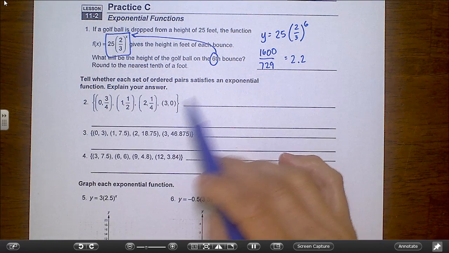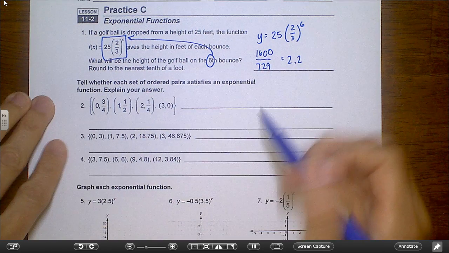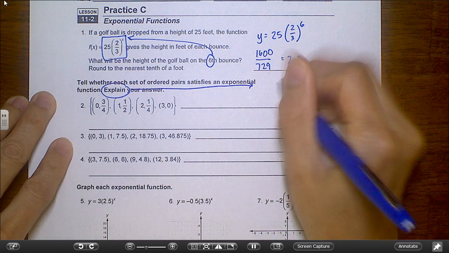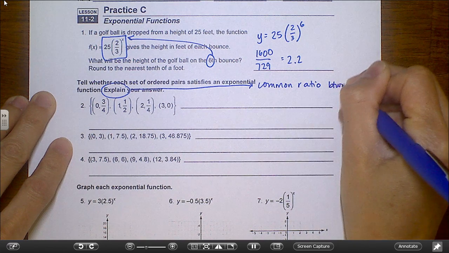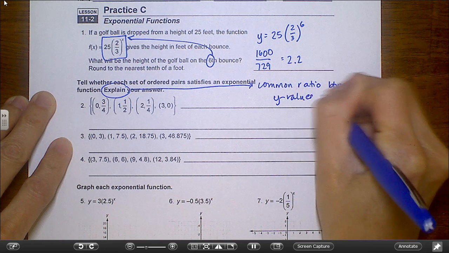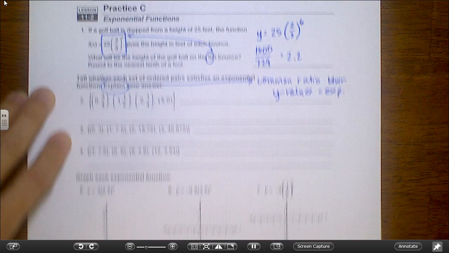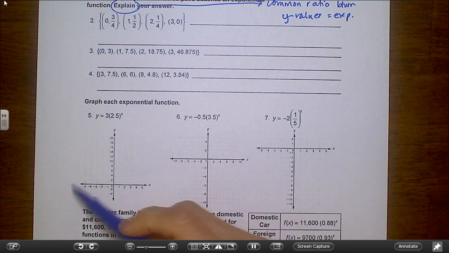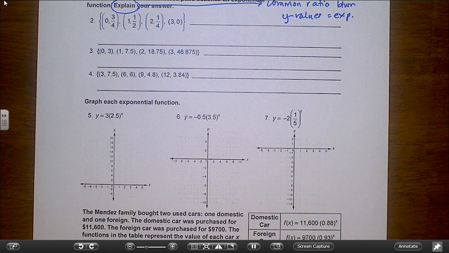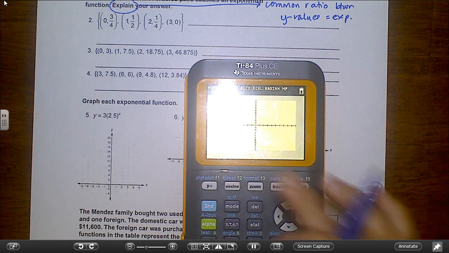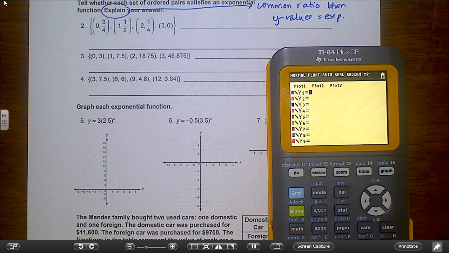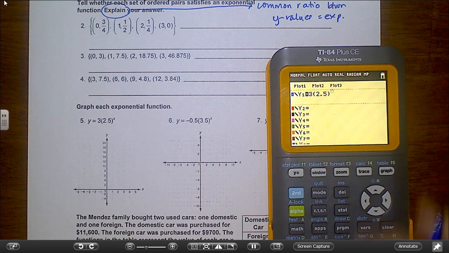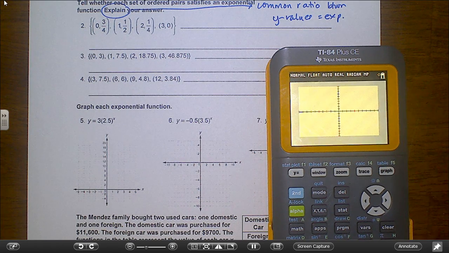All right, 2, 3, 4, you're just explaining whether they're exponential functions. Your explanation should be common ratio or not. So common ratio between y values equals exponential function. If not, it's not. Graph each of them. You can do it through the tables if you want. Or again, if you have your calculator, you would need to make sure that you are getting a table of values from your calculator. So 3 times 2.5 to the x, x equals n. And then graph.